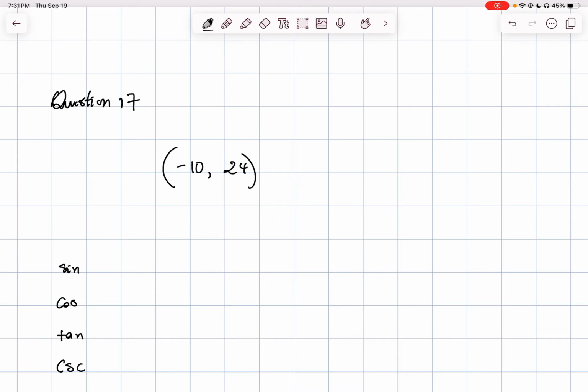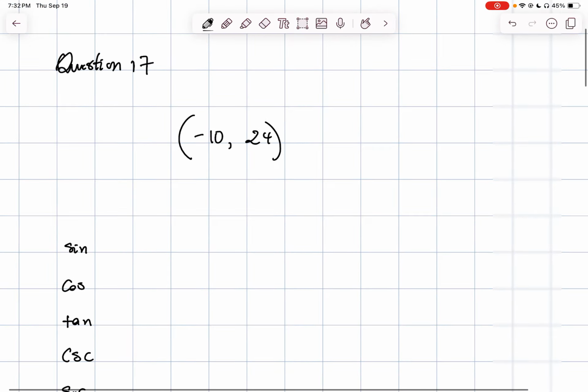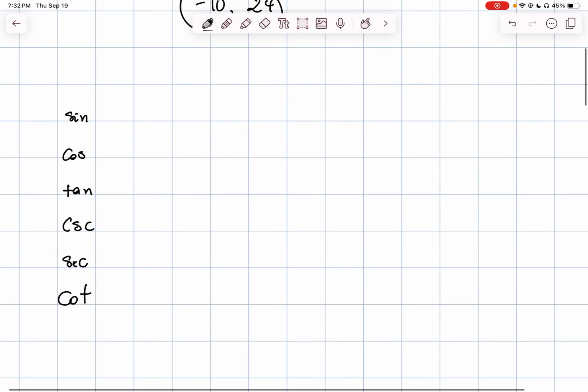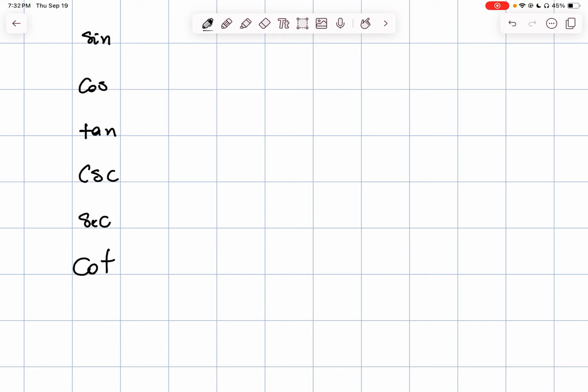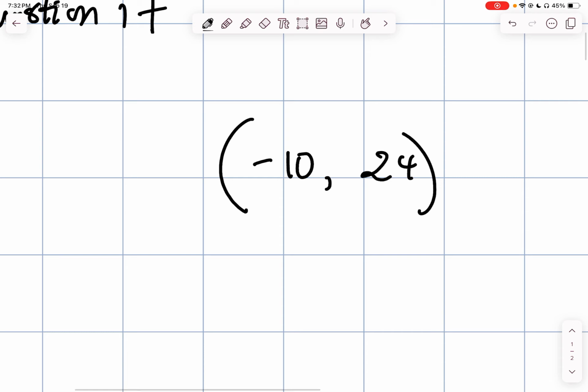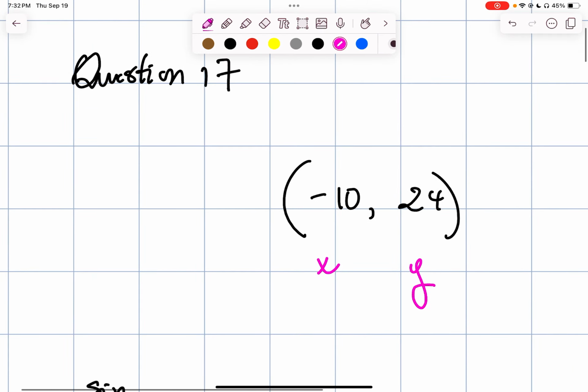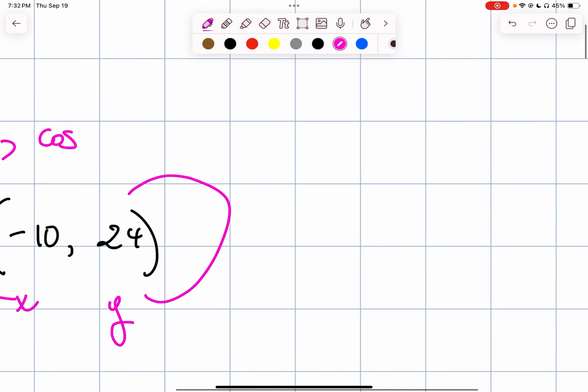All right, so right now we have question number 17 where they gave us 2 points, and we're going to be using those 2 points to find some functions: sine, cosine, tangent, cosecant, secant, and cotangent. One thing you need to know about the coordinates they give us: -10 is x, and 24 is y. So x is related to cosine, and y is related to sine.